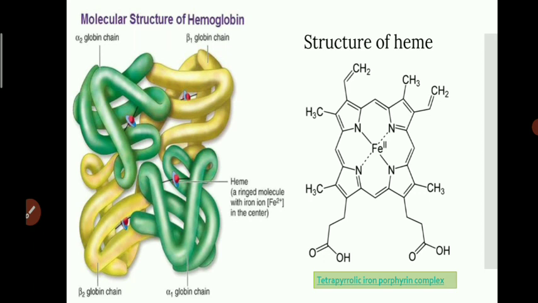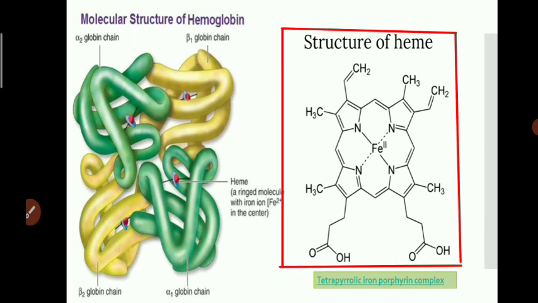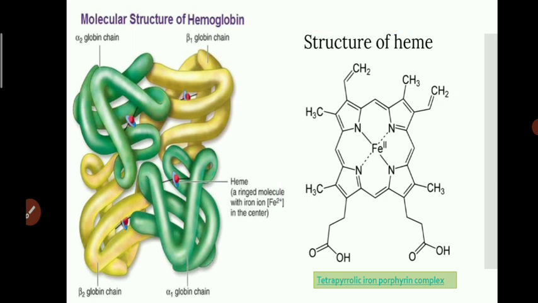Alongside, there is a detailed structure of the heme group. This heme group is basically a tetrapyrrolic iron porphyrin complex. That is, the heme consists of 4 pyrrole rings. These rings host an atom of iron inside them. It's a complex molecule and the central metal atom inside the iron porphyrin complex is a ferrous ion, that is Fe2+ ion. So this was the general structure of hemoglobin.